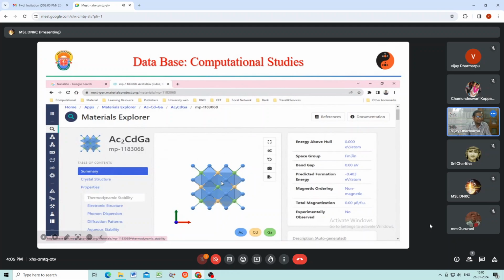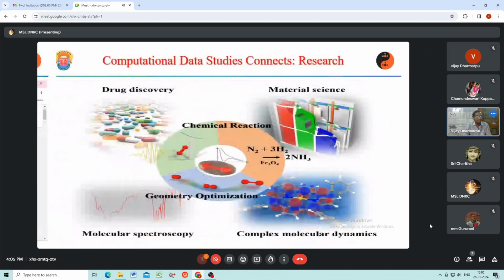This is the structure of cadmium, and for these data studies, it connects to research. Our research for drug analysis or material, as I mentioned before, for vaccine, COVID vaccine, for drug analysis, drug discovery, all things are possible by the computational data studies. Okay, and material science has its own platform, and molecular spectroscopy. I just gave you information regarding IR spectra and Raman spectra or UV spectra. These are the things connected to molecular spectroscopy.